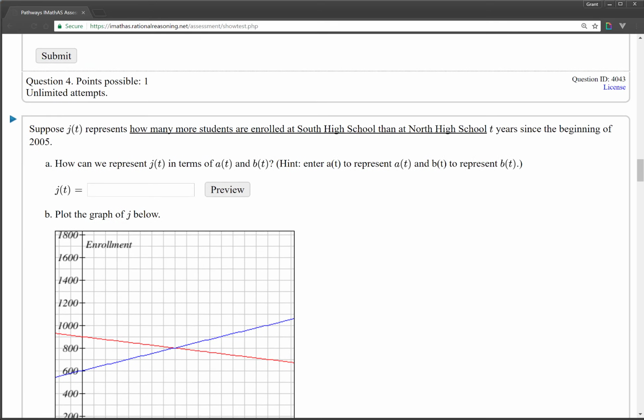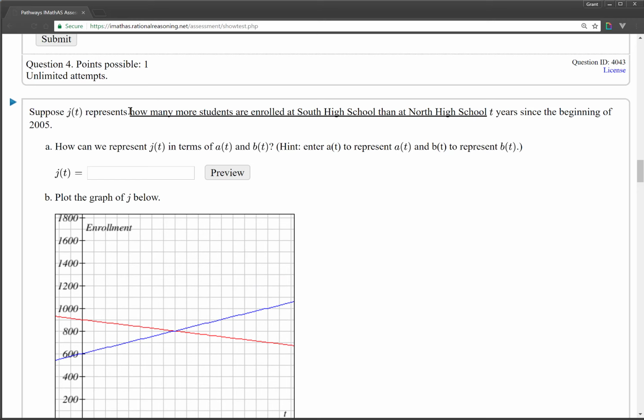Now the last part is very similar to the previous one, except now instead of looking at the combined enrollment, we're looking at how many more students are enrolled at South High School than at North High School.